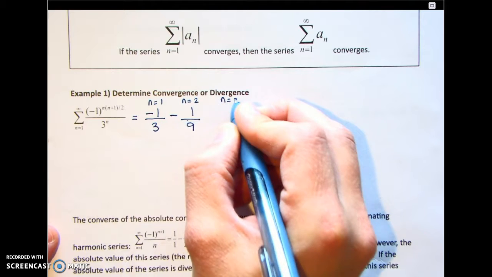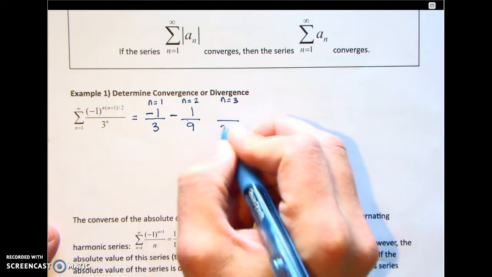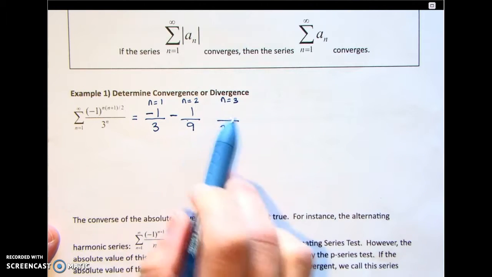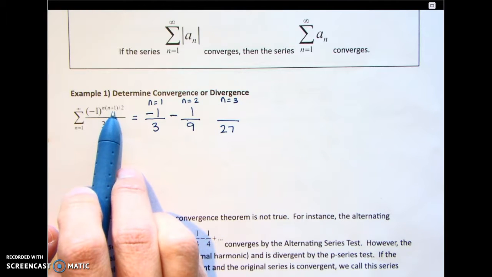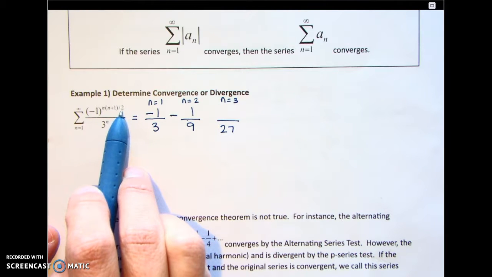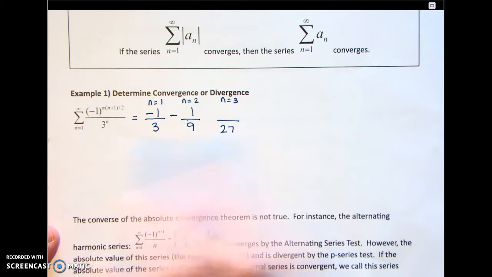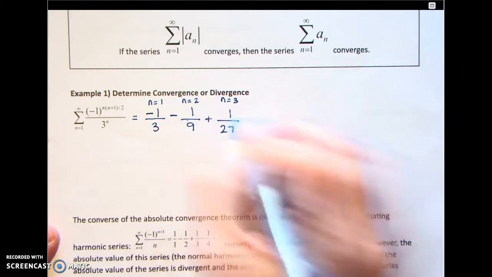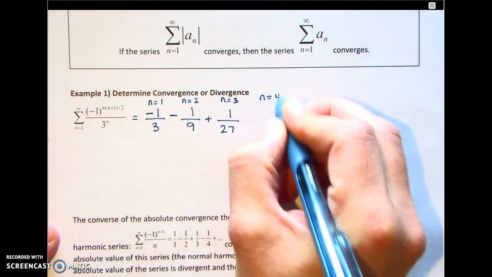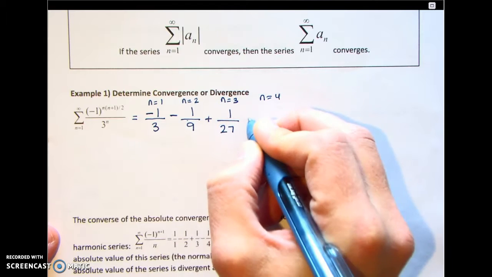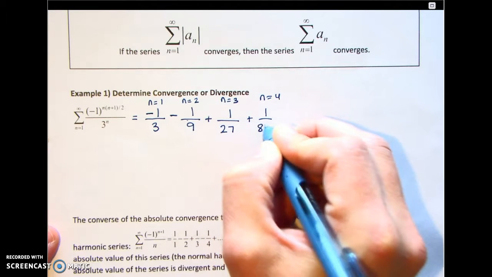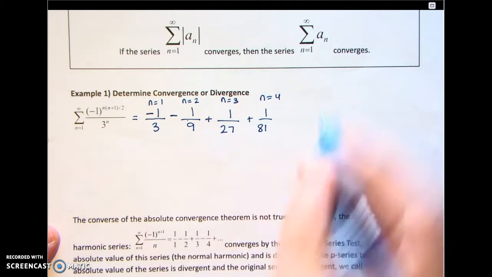Now let's do n equals 3. 3 cubed in the denominator is 27. 3 plus 1 is 4. 4 divided by 2 is 2. 2 times 3 is even, right? So if it's even, now what do we have? We have a positive. Okay, n equals 4 would also be a positive. So there you can see that we have negative, negative, positive, positive.